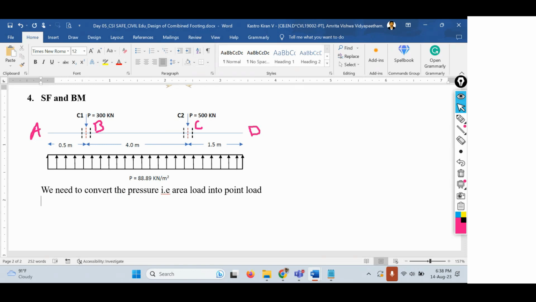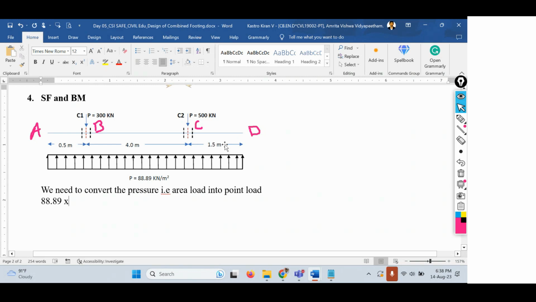To convert that, we have a simple calculation: the total pressure, that is 88.89, multiplied by the distance. You can consider either this distance or this distance, that is either 1.5 or 0.5.